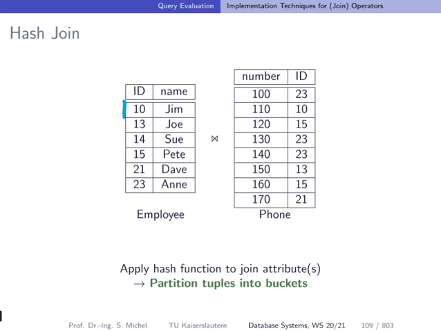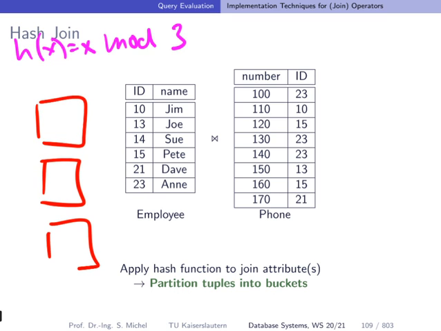Now the idea behind the hash join is to use a hash function to create partitions of the individual relations. Let's say we use the hash function modulo 3. So we take the ID, so hash of x would be x modulo 3. We take the ID, for instance 10, 13 and so on, apply the hash function, and the hash function will give us 3 buckets where the IDs are, that have the hash function output 0, 1 or 2. Right? And the same we have here for the phone as well.